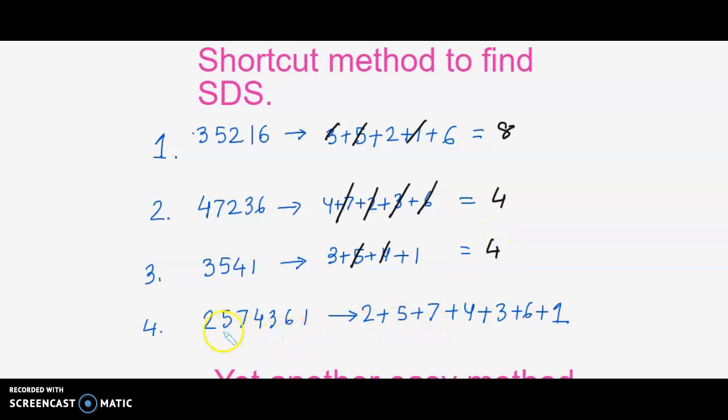In this example, 2 plus 5 plus 7 plus 4 plus 3 plus 6 plus 1. Again we will cancel those numbers that make up 9. So 6 plus 3, 5 plus 4, 7 and 2. So we are left with 1. So the single digit sum for this is 1. I hope till here it is clear.